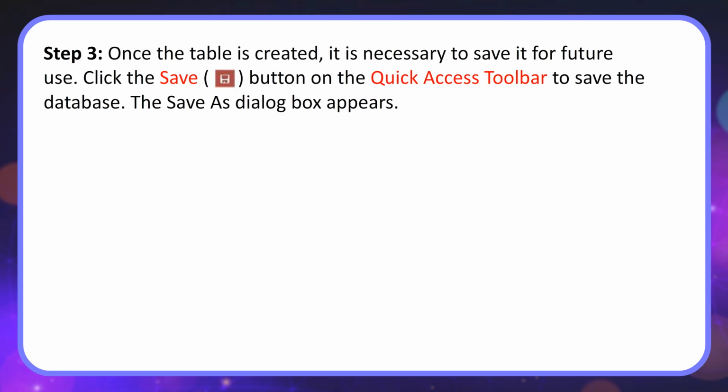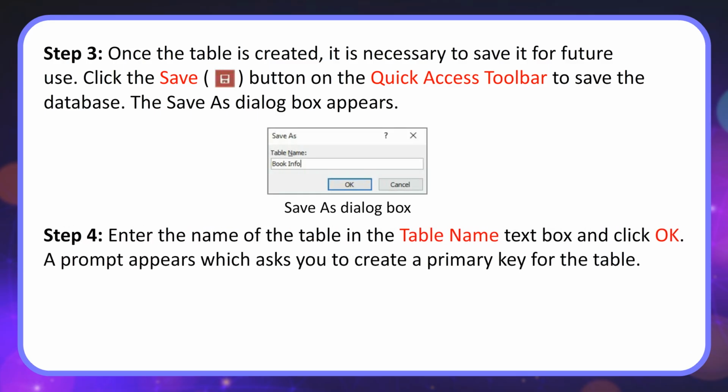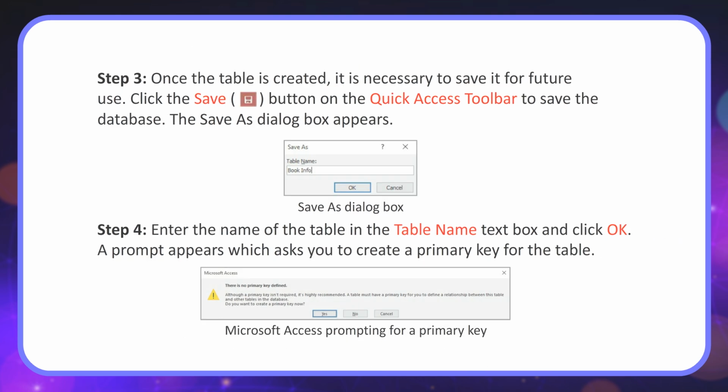Step 3. Once the table is created, it is necessary to save it for future use. Click the Save button on the Quick Access toolbar to save the database. The Save As dialog box appears. Save As dialog box. Step 4. Enter the name of the table in the Table Name text box and click OK. A prompt appears which asks you to create a primary key for the table. Microsoft Access prompting for a primary key.